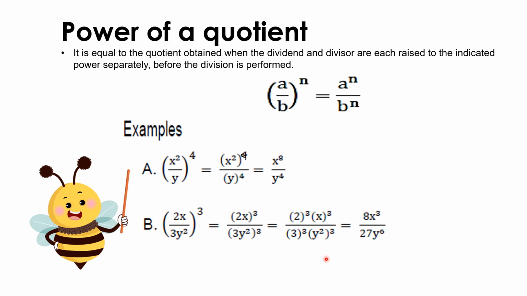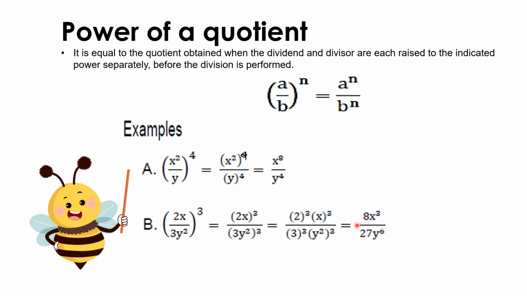Then we apply the power of a power law. So we have 2 raised to 3, which is equal to 2 times 2 times 2, which is 8. X cubed all over 3 times 3 times 3, that is 27. And y squared raised to 3, applying the power of a power law, we multiply the exponent inside to the exponent outside. So 2 times 3 will give us 6. Therefore, our final answer is 8x cubed all over 27 y raised to 6. That is the power of a quotient.